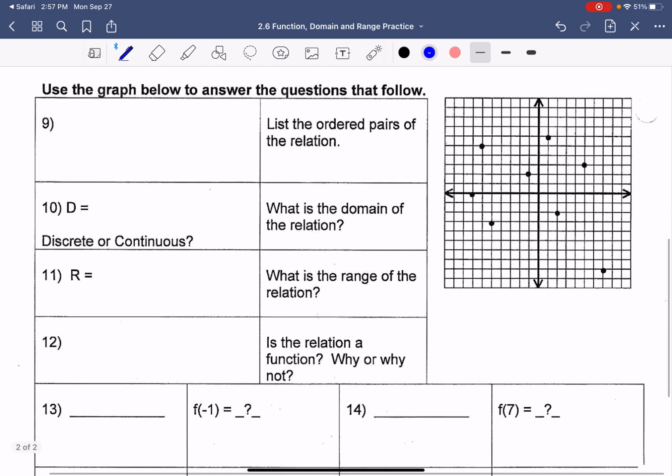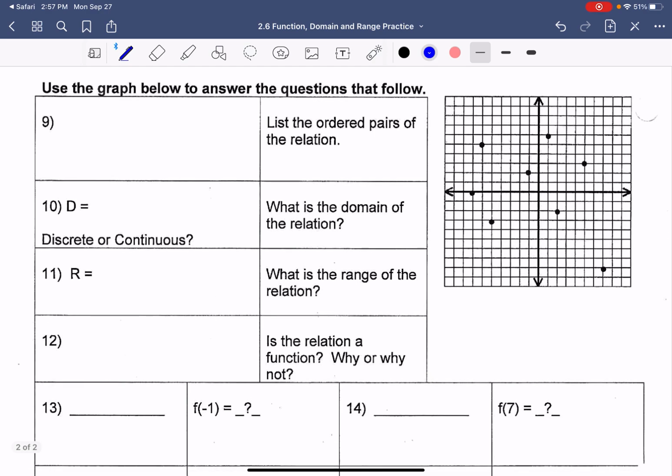All right. So it says use the graph below to answer the questions that follow. Okay, so we're going to list all of the ordered pairs. I went through on my review and put the ordered pairs on the graph. In this one we have negative 7, 0, which makes it kind of hard to see. Let's make it a little bit thicker. This one is at negative 6, 5.